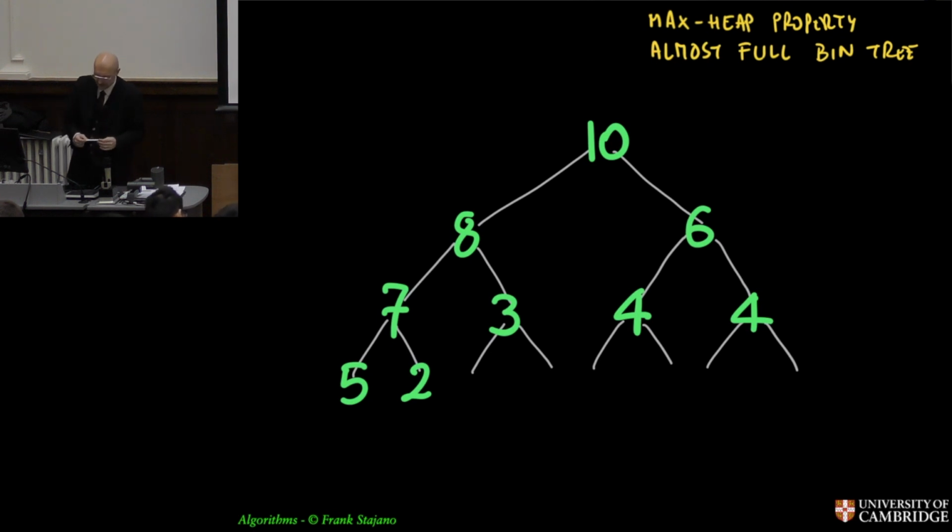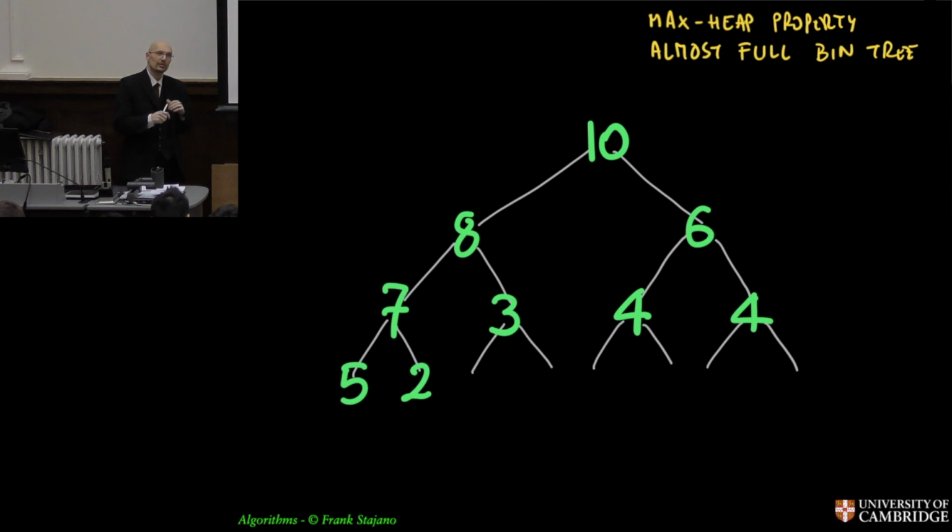So a max heap is nice for many reasons, and the most important of which for us is that I can easily see where the maximum is. The maximum is clearly, since every node is not smaller than its children, at the root of the whole tree. So that's the maximum of my tree. Why do I care about knowing where the maximum is?